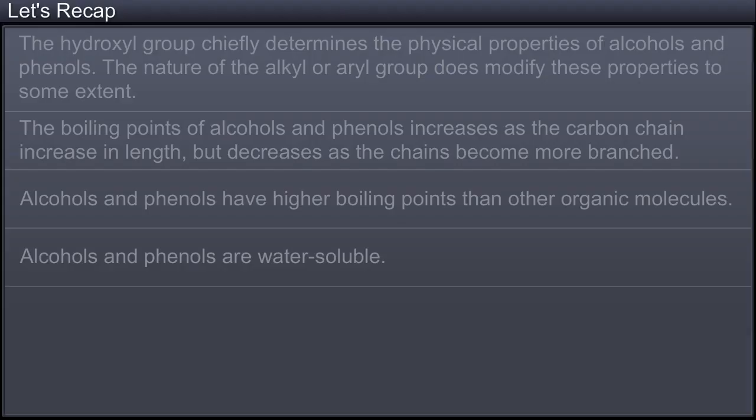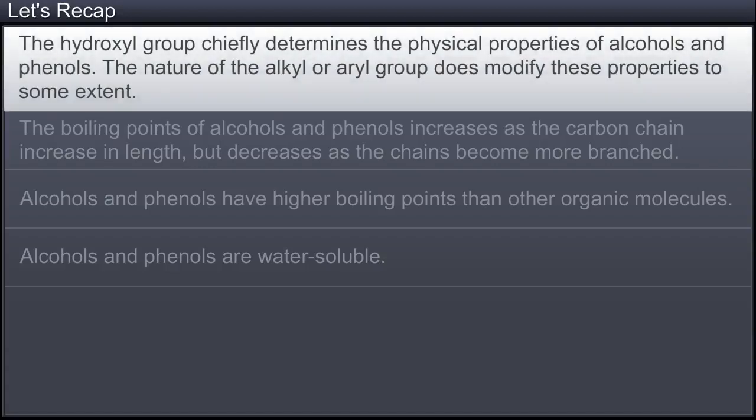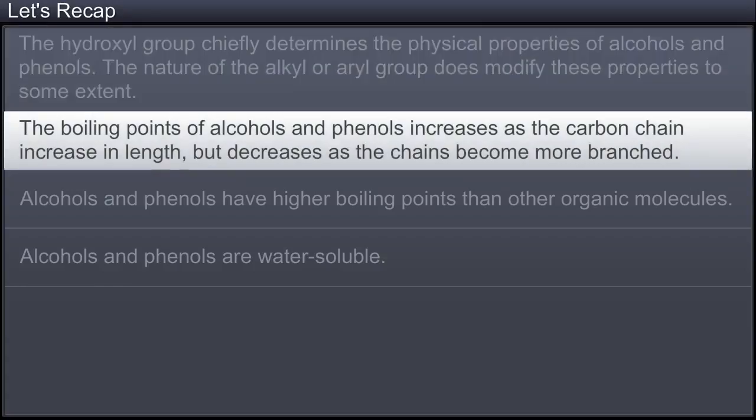You have now reached the end of this module. In this module, you learned that the hydroxyl group chiefly determines the physical properties of alcohols and phenols. The nature of the alkyl or aryl group does modify these properties to some extent. The boiling points of alcohols and phenols increase as the carbon chain increases in length, but decrease as the chains become more branched.